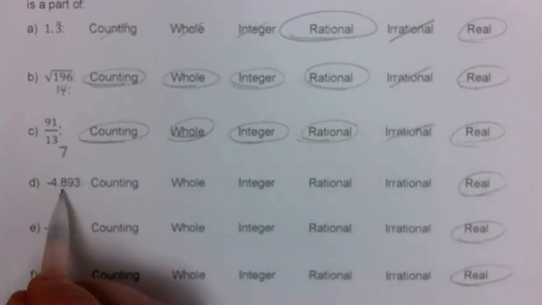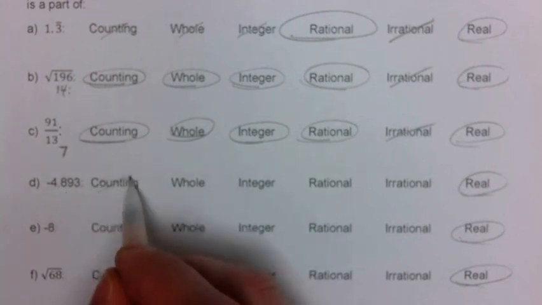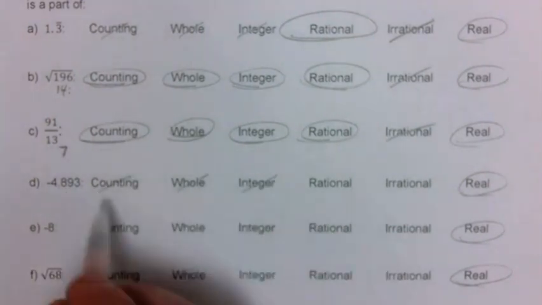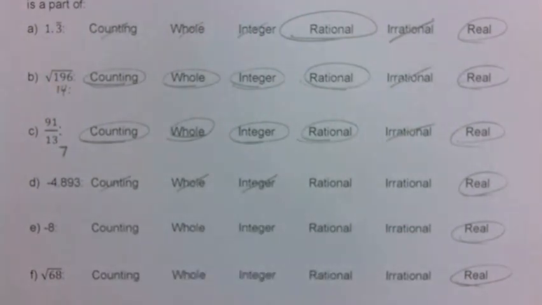Next is negative 4 and 893 thousandths. Now, this number is definitely not whole. And so if it's not a whole value, it can't be a counting number, a whole number, or an integer, because those have to be whole values. So once again, we have to figure out, is it rational or is it irrational?